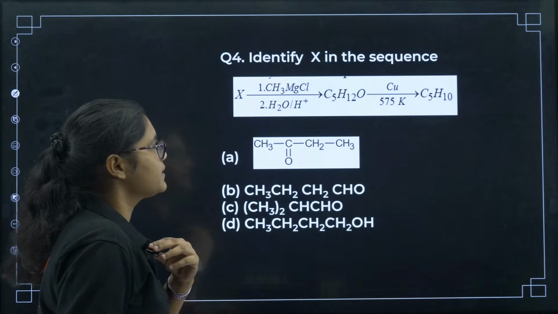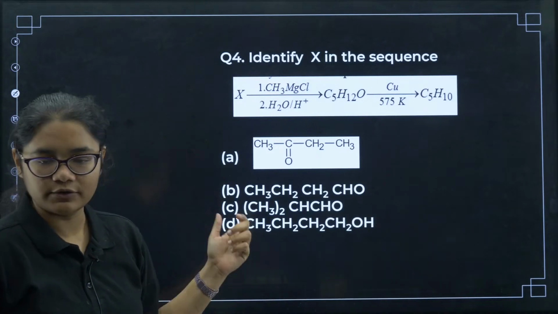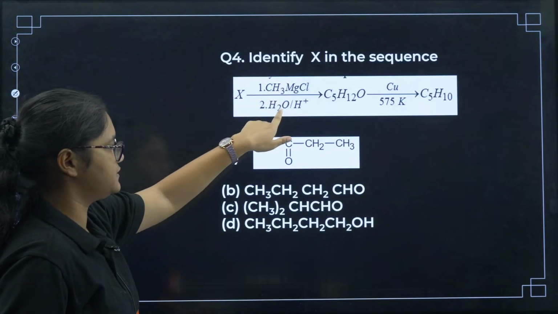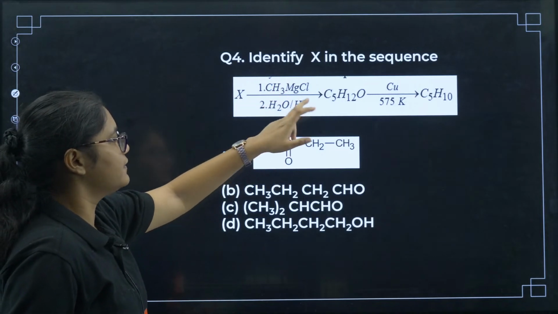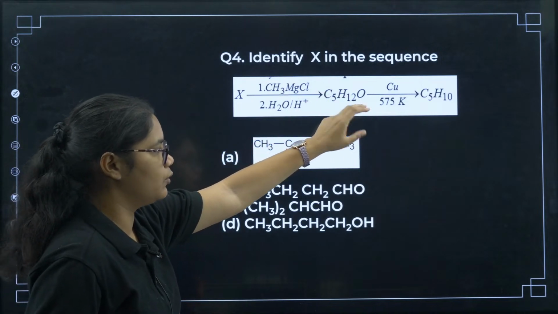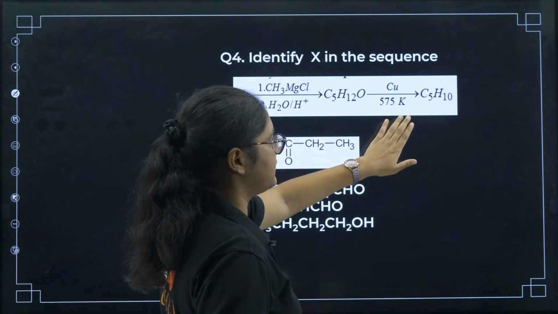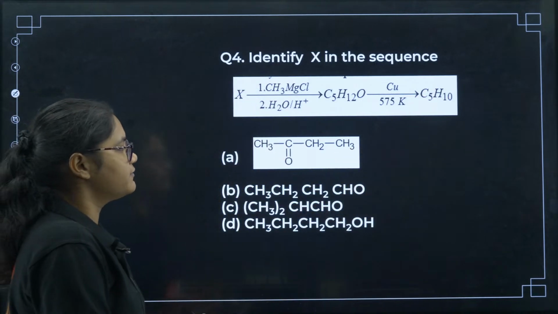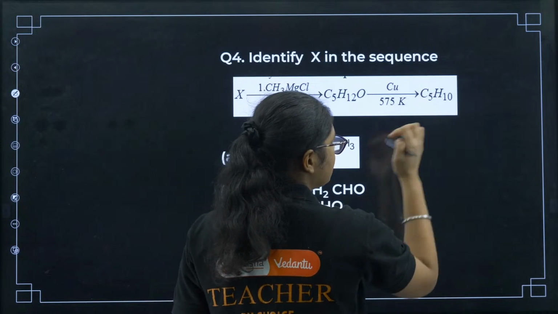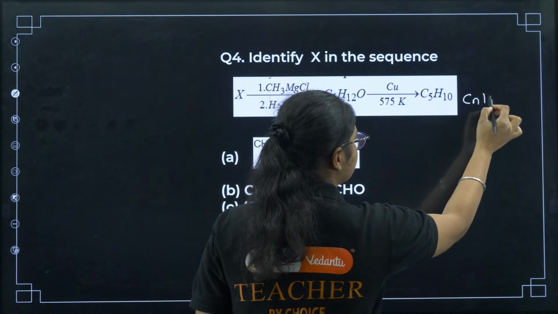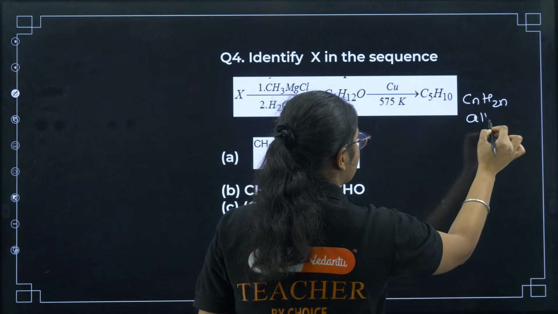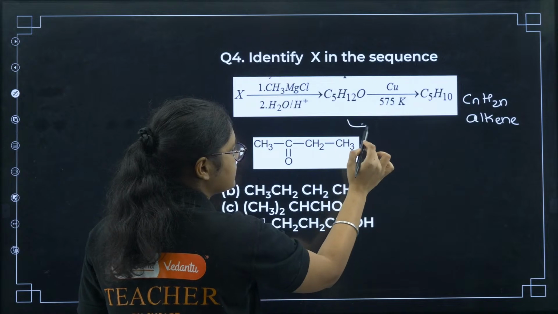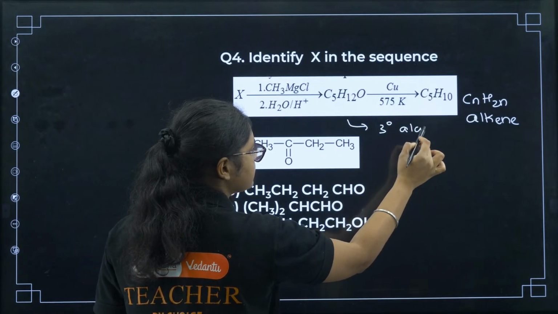Next, question number 4, identify X in the sequence. So you have to find the X value. You have CH3MgCl, after that you did hydrolysis, then you got C5H12O, and then with copper at 575 Kelvin you are getting C5H10. This is also a very simple question. When you see C5H10, this is the general formula CnH2n, that means this is an alkene. And when an alkene is formed, then this must be a tertiary alcohol.